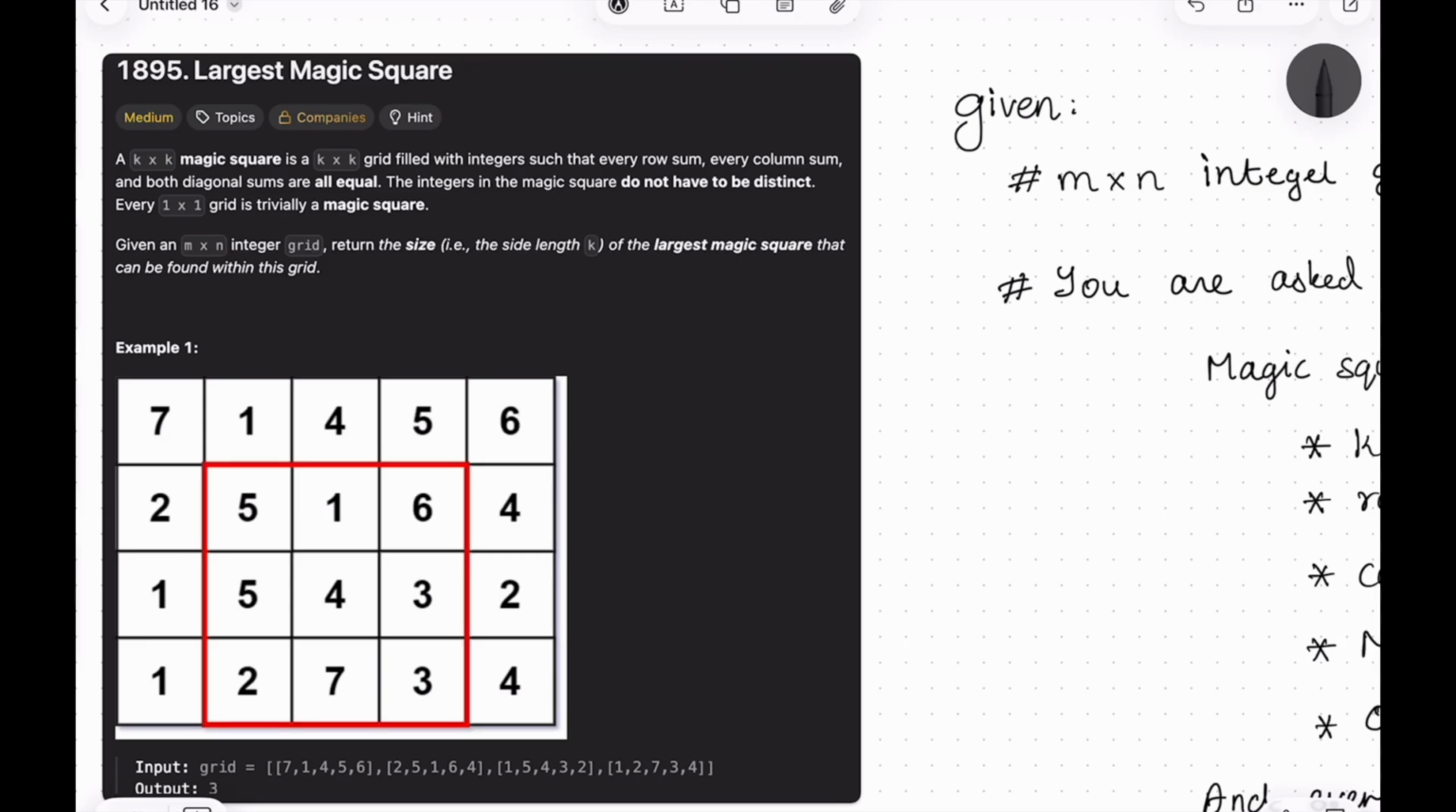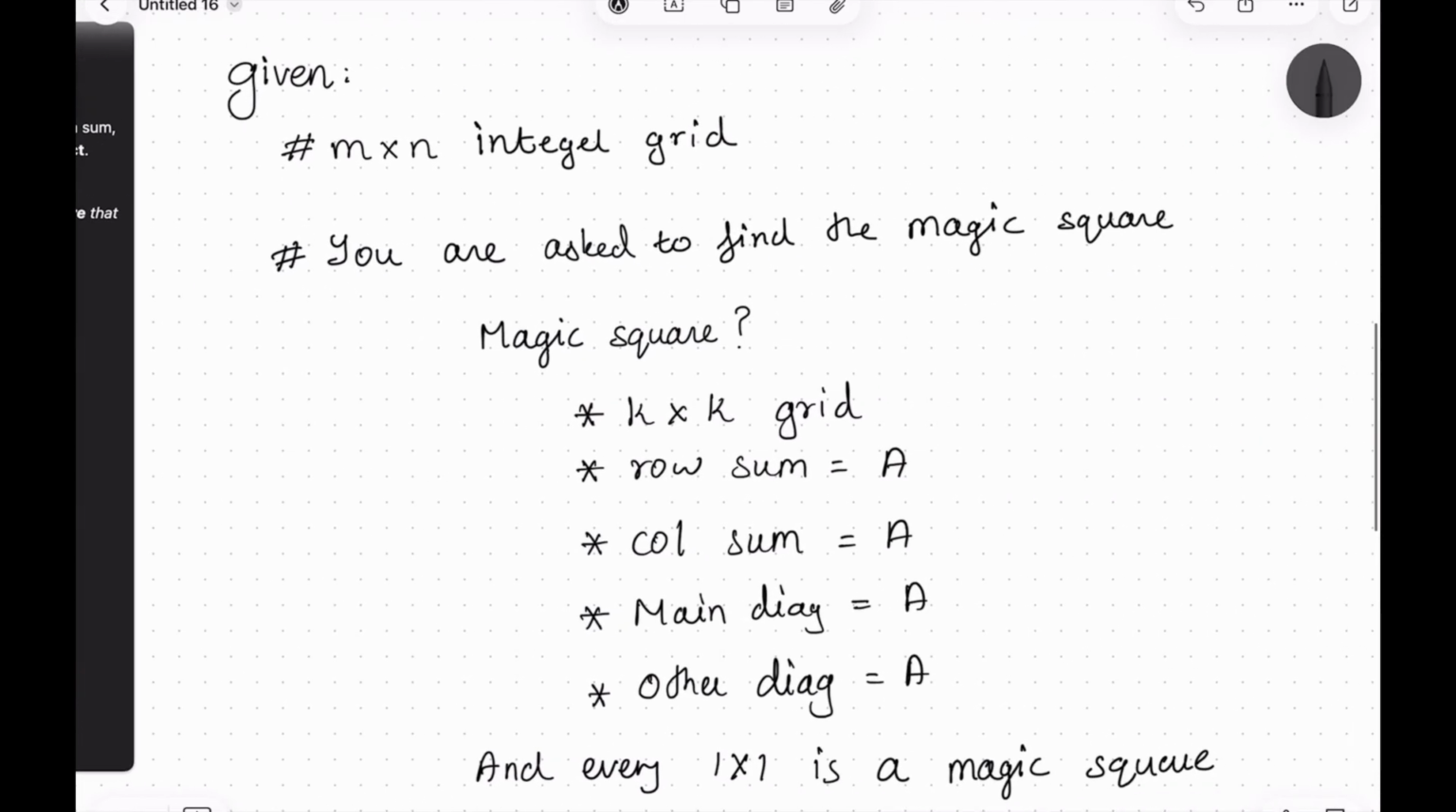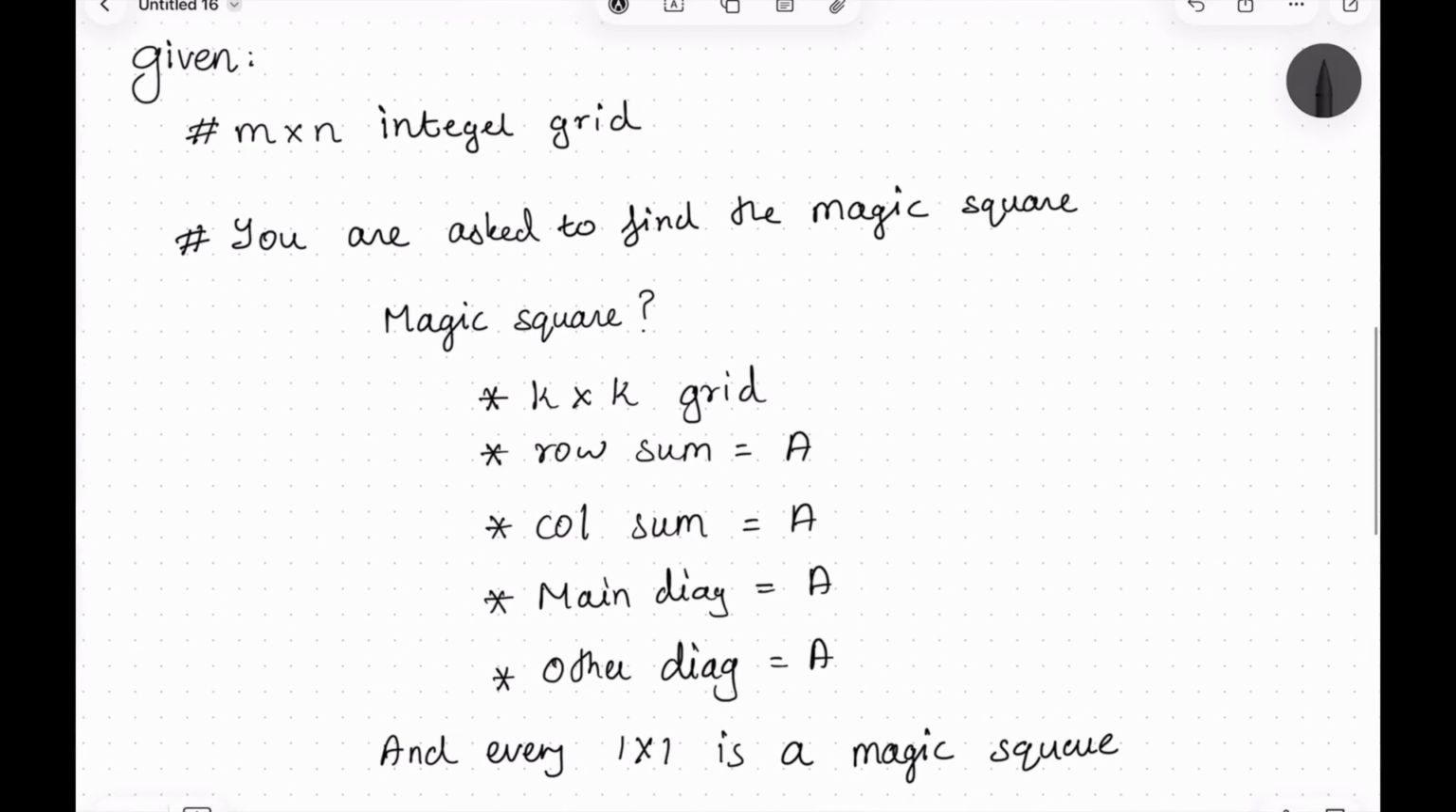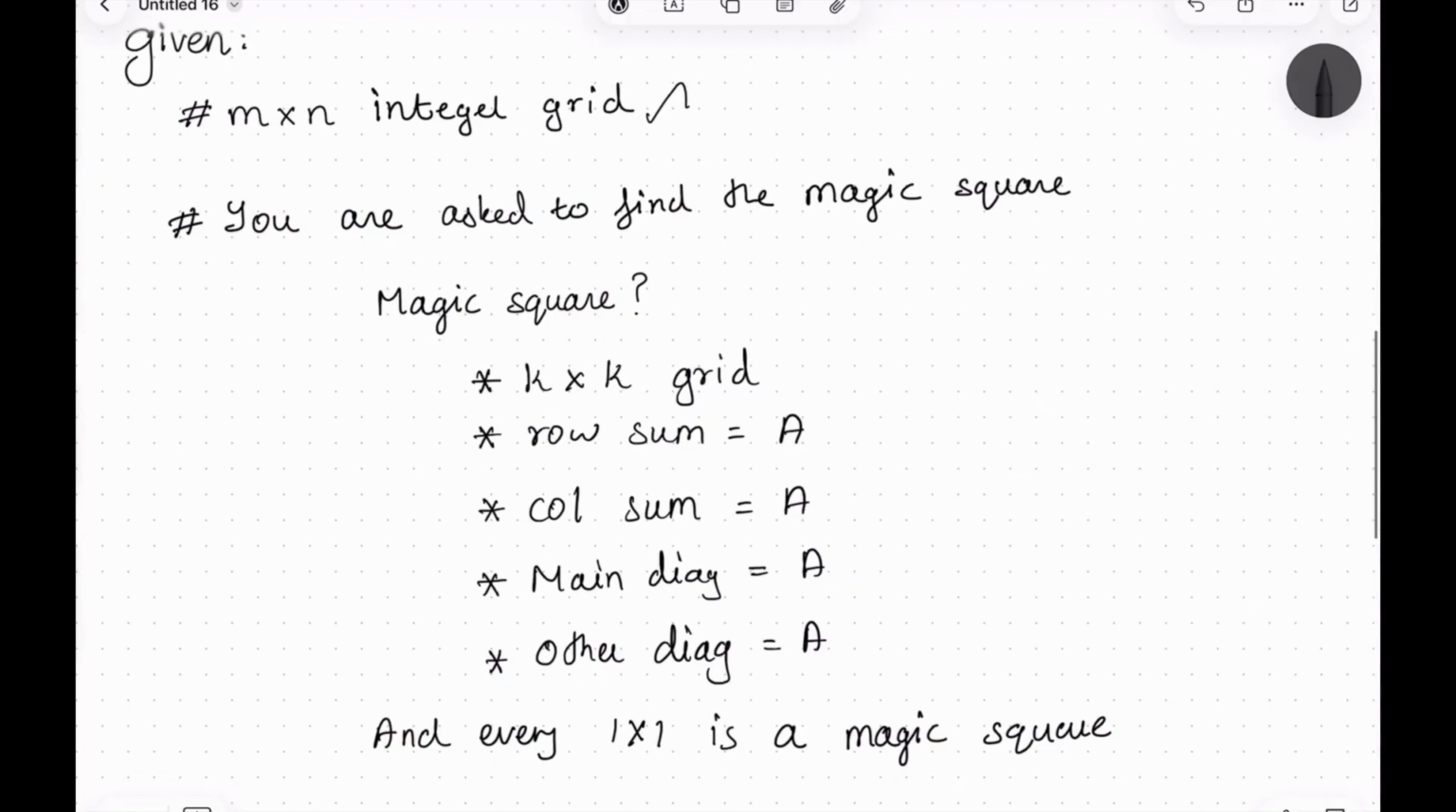Hello all, today we are solving LeetCode problem number 1895, largest magic square. So we are given an m cross n integer grid, right? And you are asked to find a magic square. So what is a magic square?